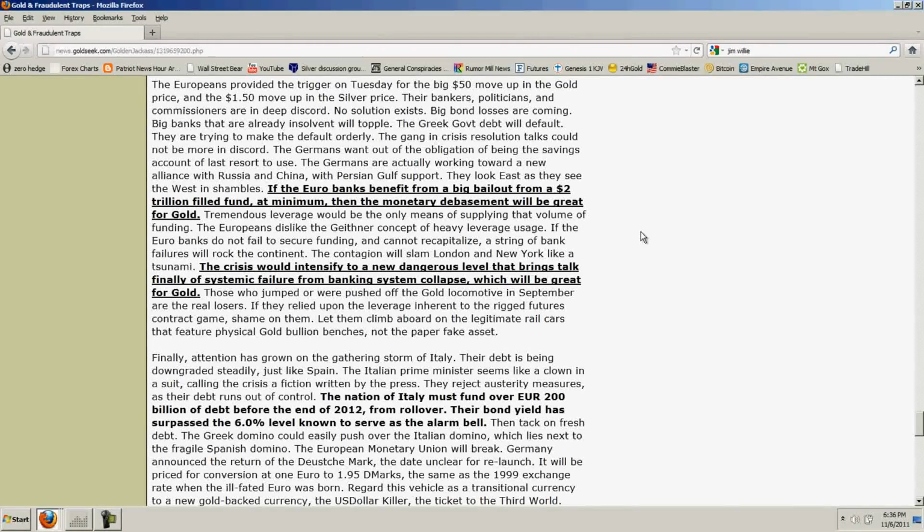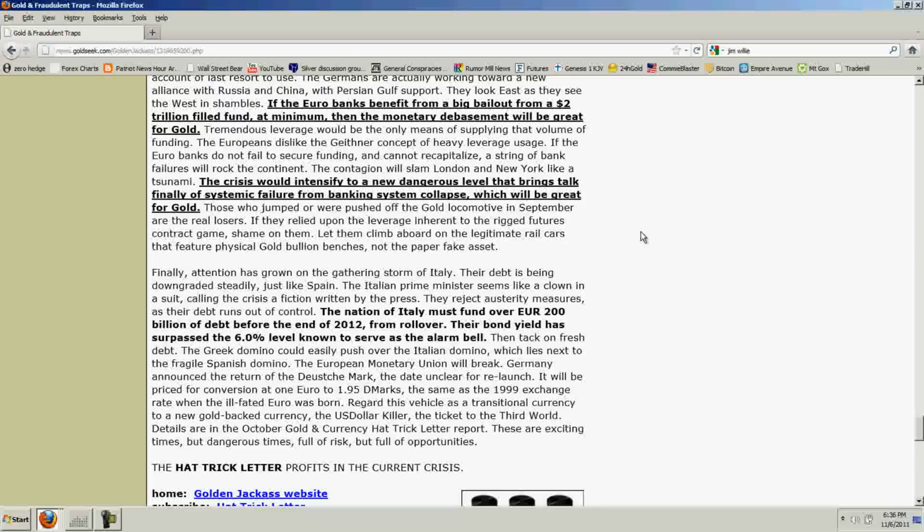If the Euro banks fail to secure funding and cannot recapitalize, a string of bank failures will rock the continent. The contagion will slam London and New York like a tsunami. The crisis would intensify to a new dangerous level that brings talks, finally, of systemic failure from the banking system collapse, which will be great for gold.